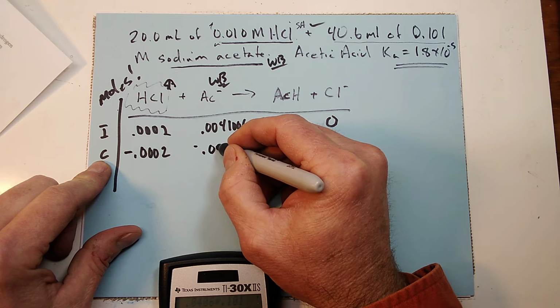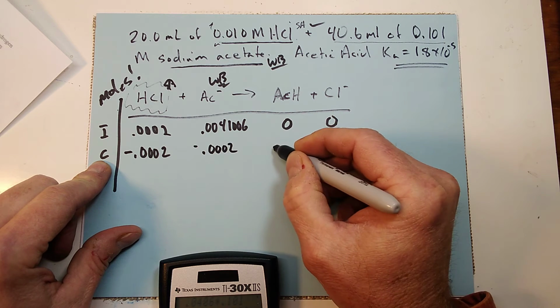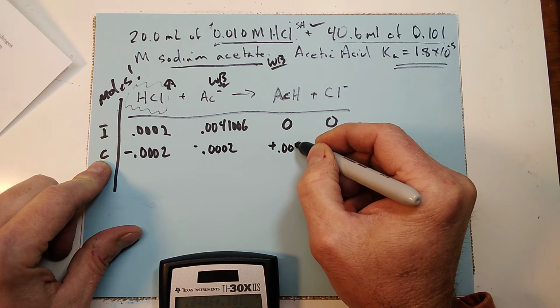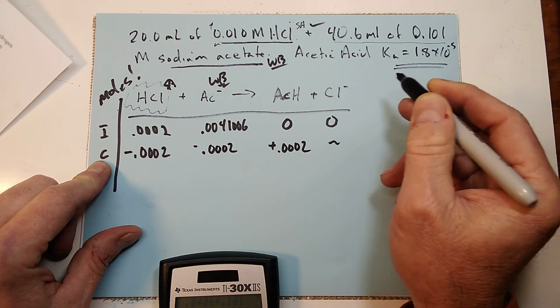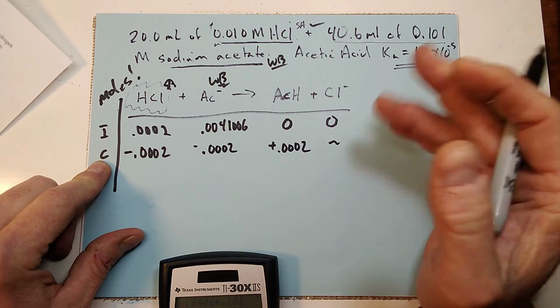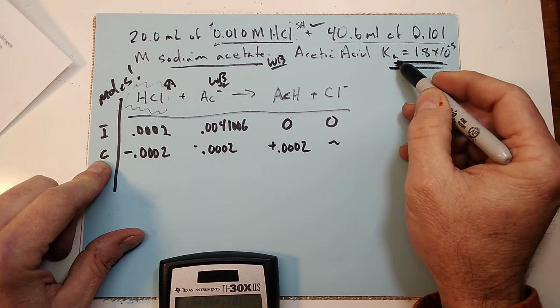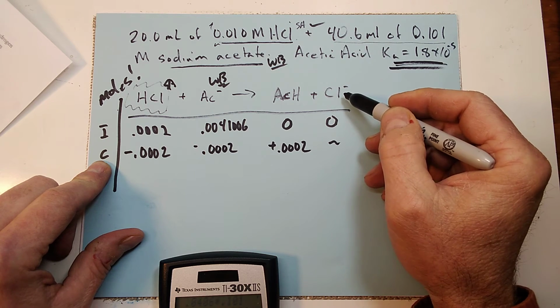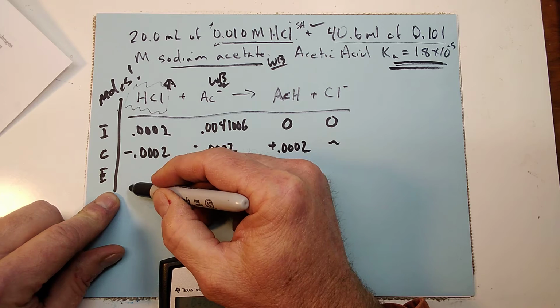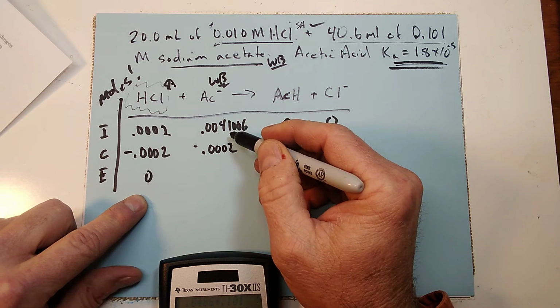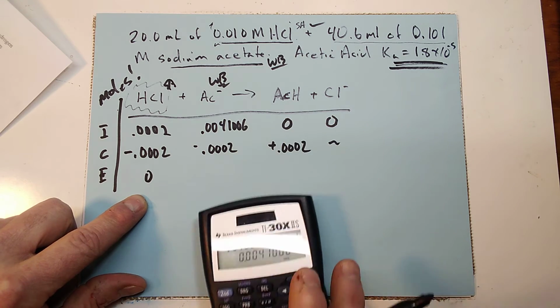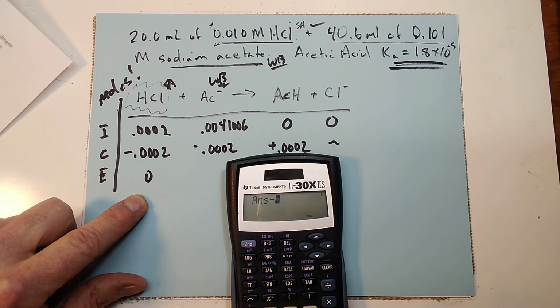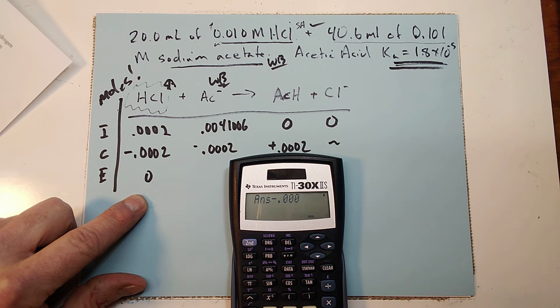So we can say minus 0.0002, and then, of course, plus 0.0002. And I don't really care about the chloride, because when it comes to finding the acidity from Ka, we don't need to worry about the chloride. So at equilibrium, of course, this will be 0. This will be, let me just go ahead and do that, minus the 0.0002.